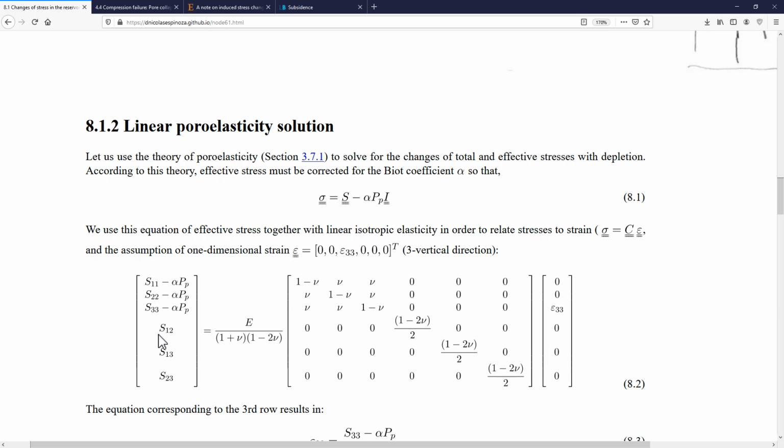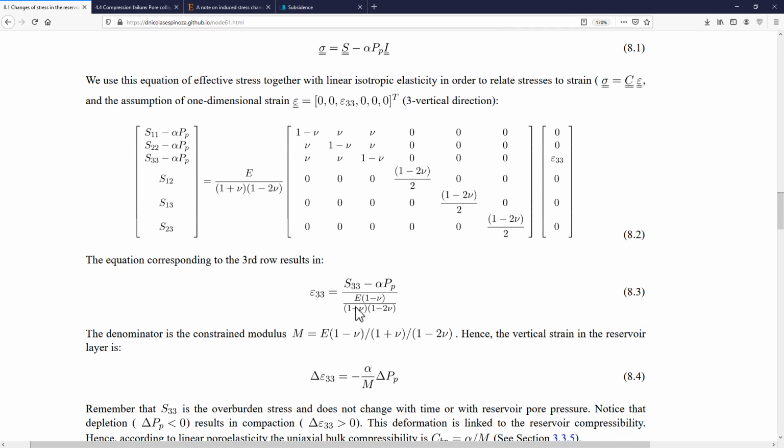So here we have effective stress equal to the stiffness matrix times strain. And I have already implemented the boundary conditions in which there are no strains in the horizontal direction, and I only allow for strain in the vertical direction. So when I do that, I can solve for the variation of horizontal stresses and the variation of the effective vertical stress with pore pressure. Basically, the only thing I do is just multiply rows times columns in order to get the equations that follow.